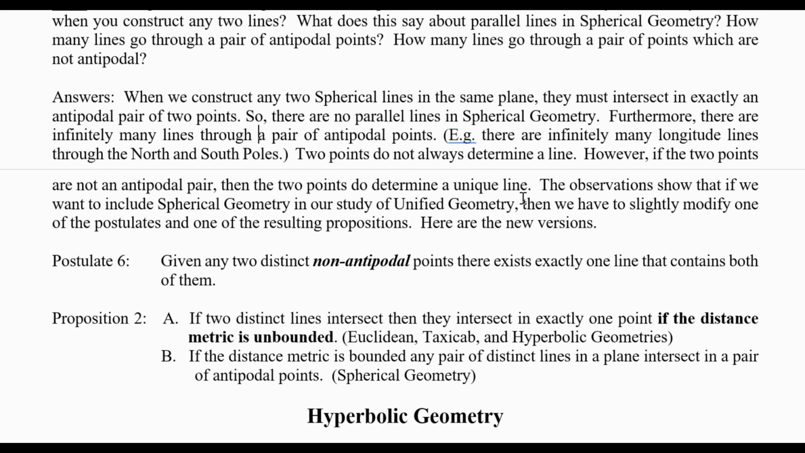So in Euclidean, taxicab, and hyperbolic geometries, if 2 lines are distinct, they intersect in exactly one point. And in spherical geometry, no matter what you have, any 2 lines are going to intersect in a pair of antipodal points. All right, next video we'll introduce a little bit about hyperbolic geometry.